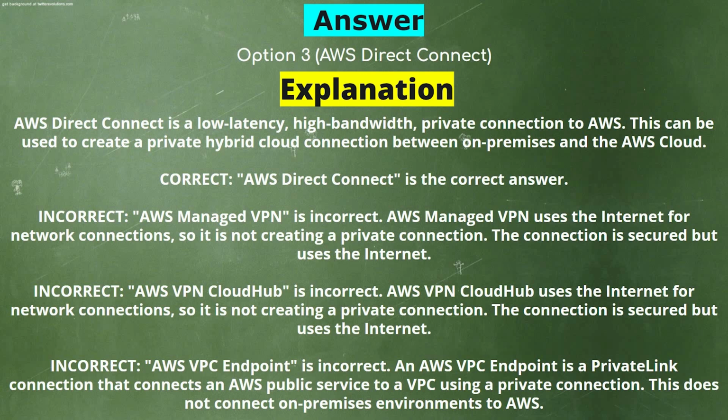AWS VPN CloudHub is incorrect. AWS VPN CloudHub uses the internet for network connections. So, it is not creating a private connection. The connection is secured but uses the internet. AWS VPC endpoint is incorrect. An AWS VPC endpoint is a private link connection that connects an AWS public service to a VPC using a private connection. This does not connect on-premises environments to AWS.